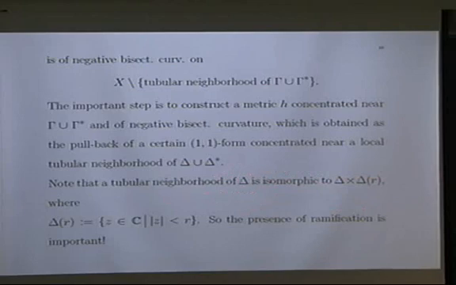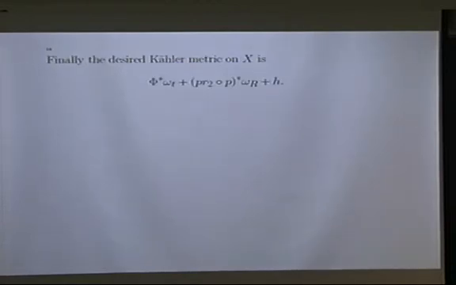I just want to say this distinction: here we are not looking at S cross R. We are looking at a branched cover of S cross R. That's what makes the computation work. So finally the desired metric is this: phi upper star of omega t plus this omega R plus this h, which is concentrated near the branching.